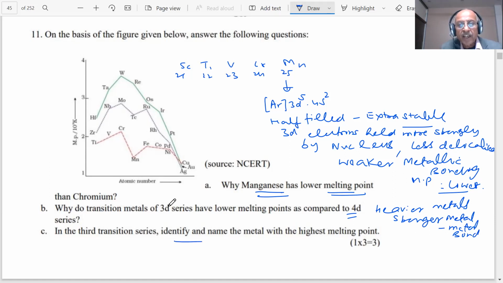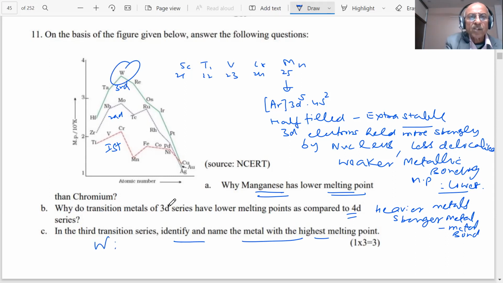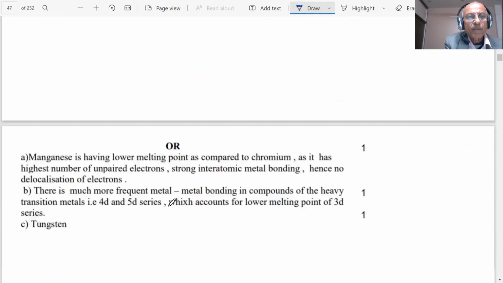In the third series, identify the element which has the highest melting point. This is the first transition series, second, and this is my third, student. You can see W, tungsten. Tungsten has the highest melting point. Let us see the answers given by the CBSE.